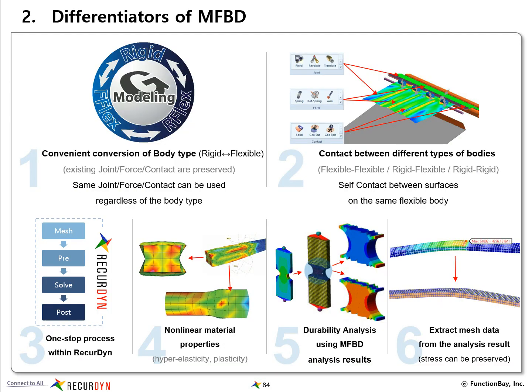The main differentiators of RecurDyn MFBD are that the user can convert the body types between rigid and flexible body easily, and the joint, force, and contact attached to the body are preserved. As explained in the previous page, contact can be used for all types of bodies. It has a convenient UI that supports from mesh to simulation and post-processing. Nonlinear materials are supported. Durability analysis using MFBD results can be used. Deformed mesh can be extracted from the simulation result.